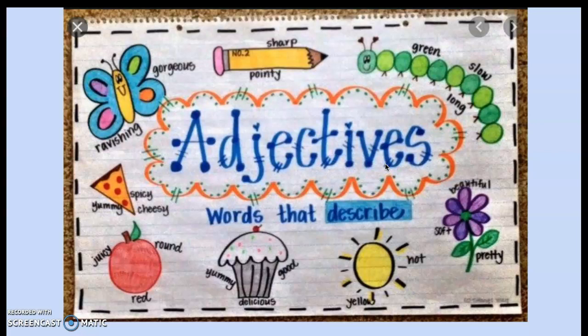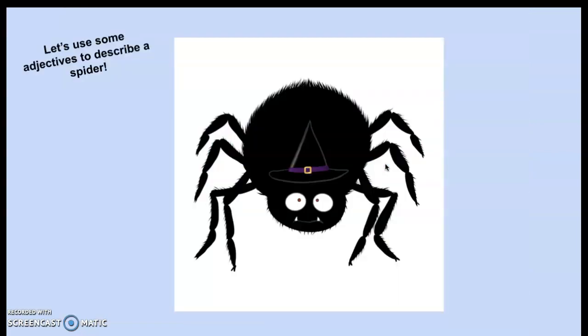So what we're going to do today is we're going to practice describing things. And today we're going to come up with some adjectives to describe a spider. So just from looking at my picture here, what are some words that you can use to describe a spider? Well, I see that he's hairy. I see that he's black. So that would be a word to describe a black spider, hairy spider.